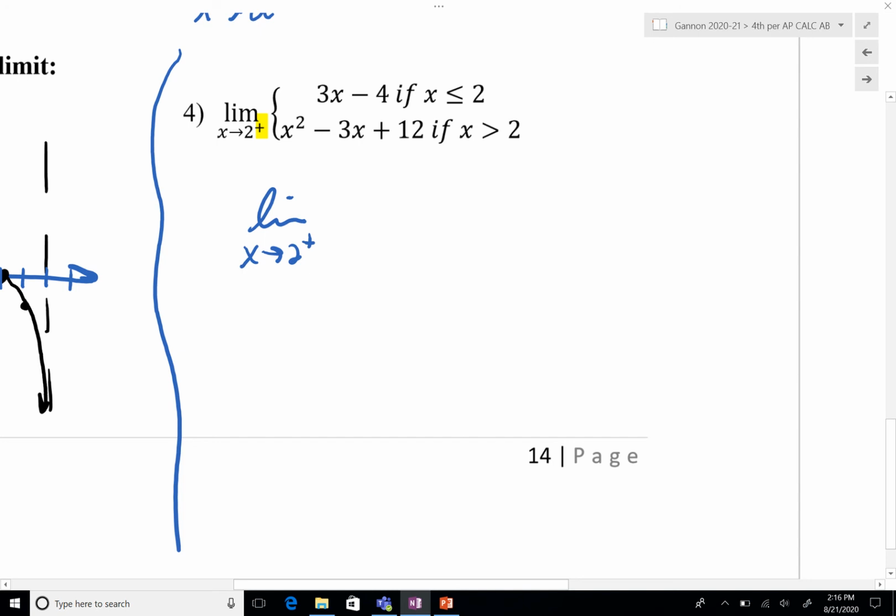So in a piecewise function, I've got to take a look at my restrictions. So I've got x is less than or equal to 2. Well, those are going to be to the left. If x is greater than 2, those will be to the right. So that's telling me I'm going to use the bottom function.